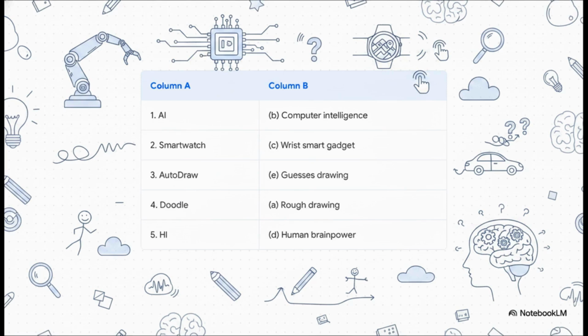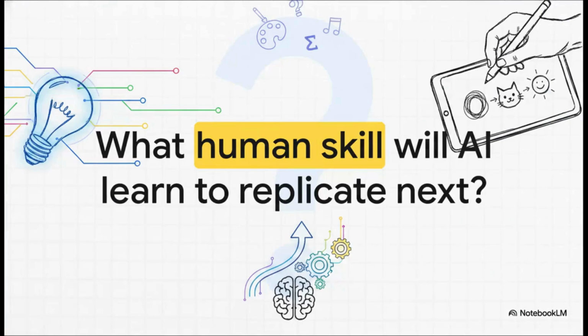Look at that! We totally aced it! We completely crushed that chapter. But before we wrap up, I want to leave you with something to really chew on. If an AI can already look at a rough, messy doodle and accurately guess what you're trying to draw, effectively understanding your creative intent, what human skill do you think it's going to learn to replicate next?